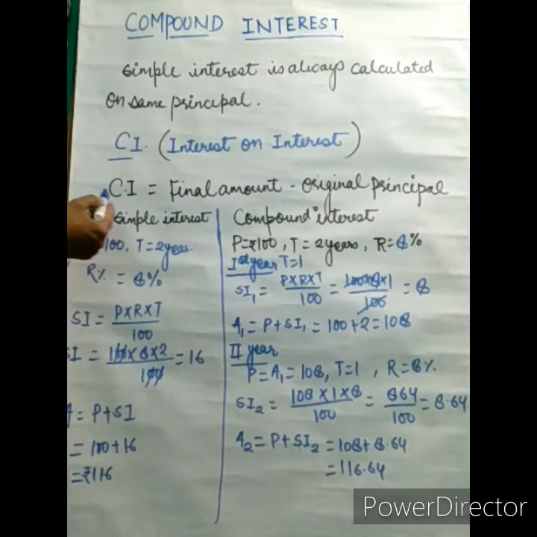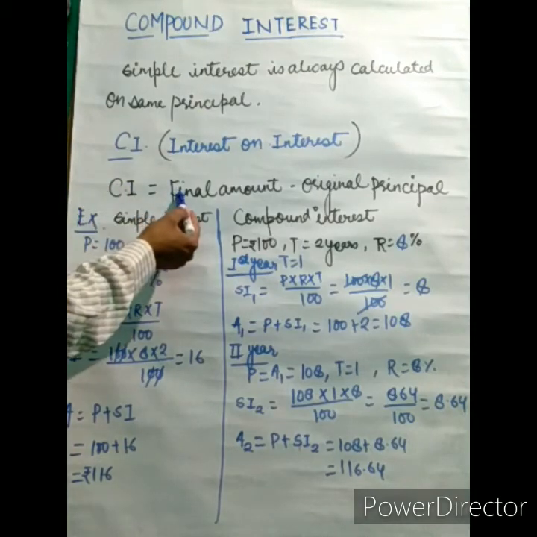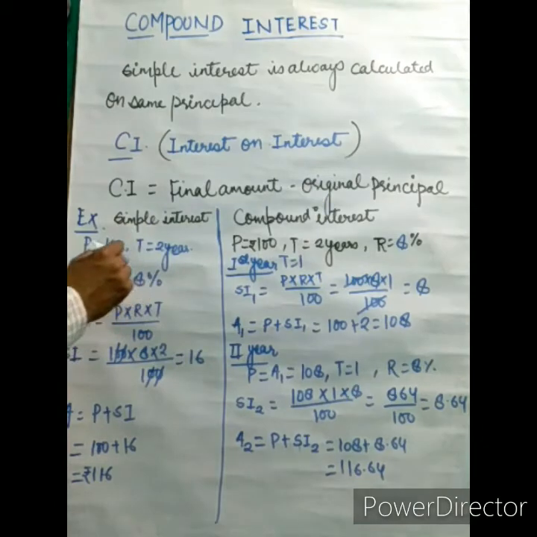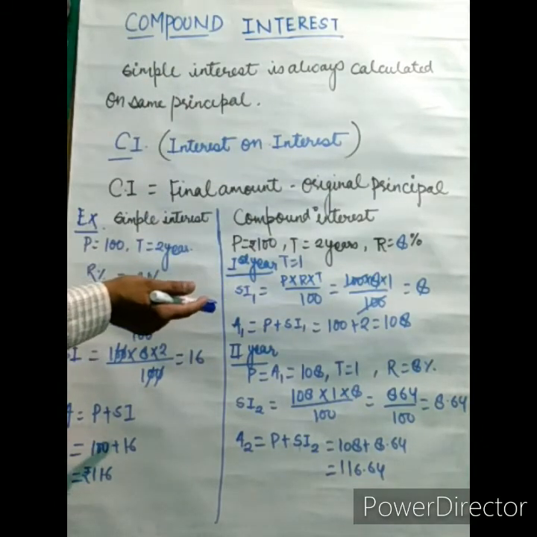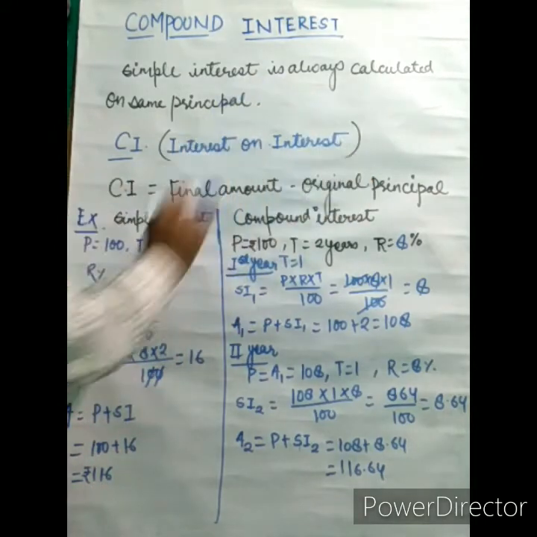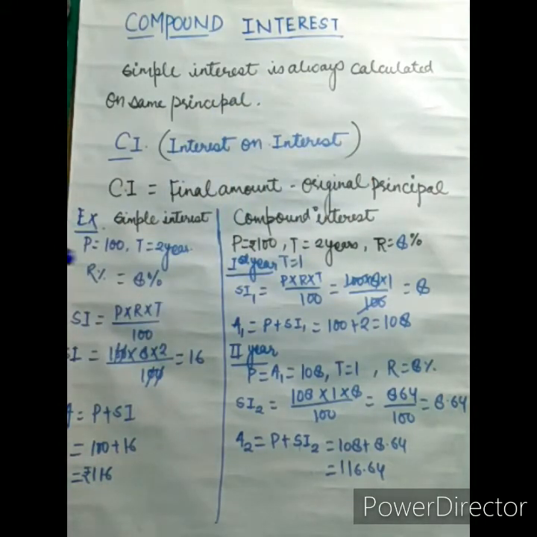The formula for compound interest is the final amount minus the original principal. The final amount is what you will get after the time frame, minus the original principal. Now you can see the difference. There are two examples of simple interest.